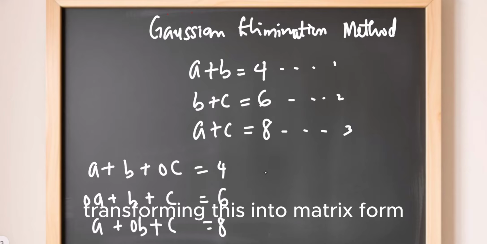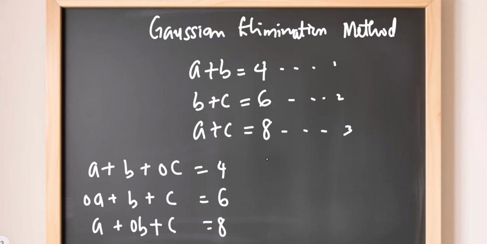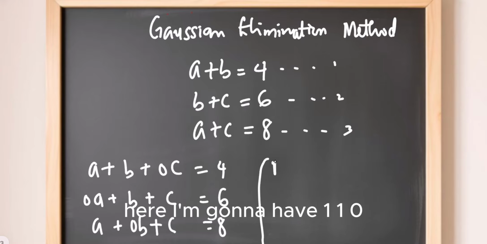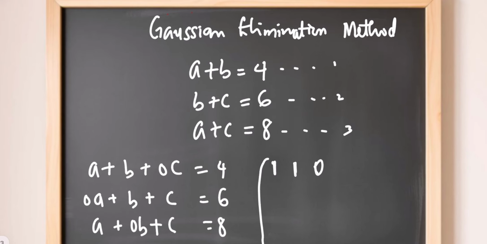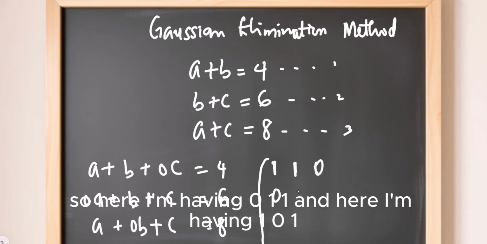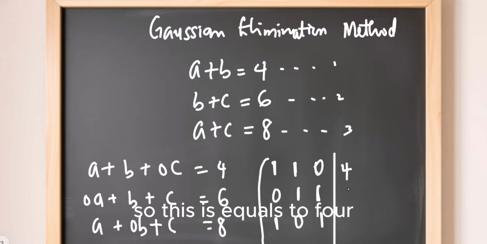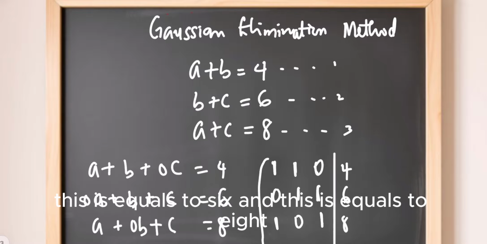Now, transforming this into matrix form. This can be transformed by writing out the coefficients. Here I'm going to have 1, 1, 0. So here I'm having 0, 1, 1. And here I'm having 1, 0, 1. So this equals 4, this equals 6, and this equals 8.